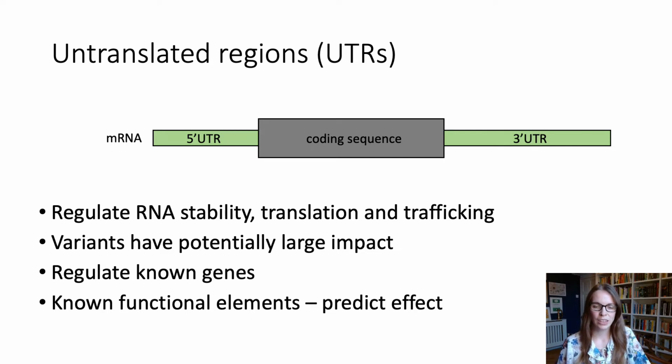And crucially, in terms of our difficulties with interpreting non-coding region variants, they regulate known genes, they're literally stuck to the sides of them, and they also contain a variety of known functional elements that can help us to begin to predict the effect that the variants are having on gene expression.